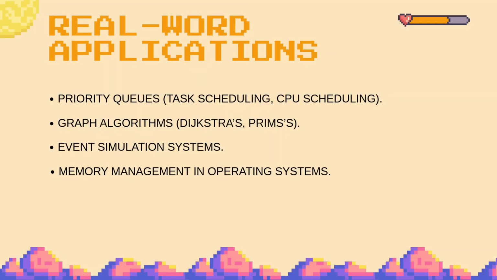Real-world applications. Heaps are super useful in real life. In priority queues like CPU scheduling or printer jobs, they decide which task goes first. In graph algorithms like Dijkstra or Prim, heaps help pick the next best node. In event simulation, they decide which event happens next. And in memory management, they help with allocating resources.